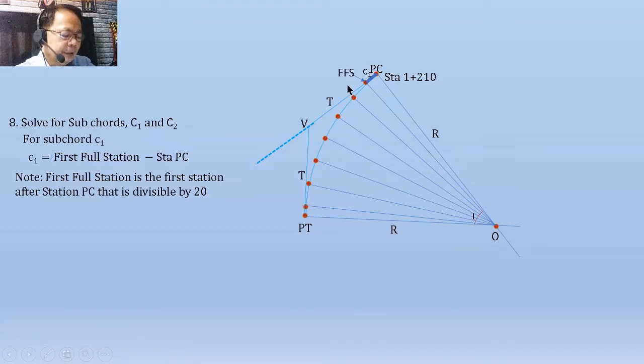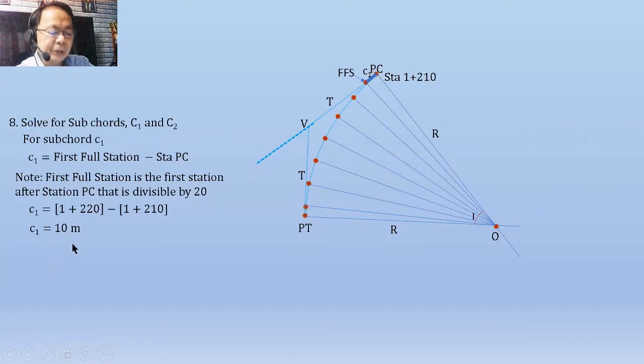And that this our C sub 1 can be computed as, okay, the first full station minus the stationing of the PC. That is equal to 1 plus 220 minus 1 plus 210, which gives us a C sub 1 equal to 10 meters. So, ganoon din sa ating C sub 2, ano?